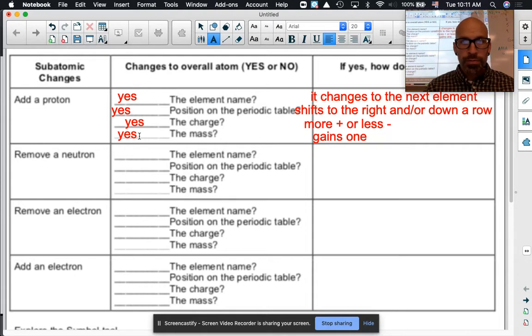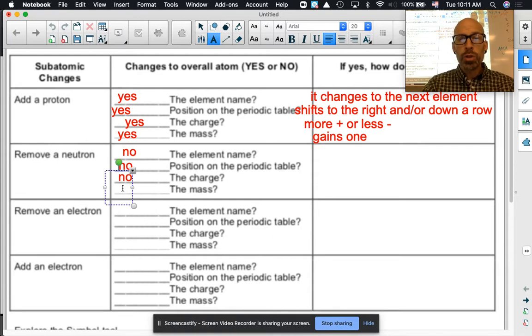Removing a neutron. If you remove a neutron, does the name of the element change? No. How about if you remove a neutron, does the position on the periodic table change? No. If you remove a neutron, does the charge change? No. And again, I hope that you've seen this. I hope you can answer these without having to go back and check because you've done all of this. The neutron doesn't have a charge.